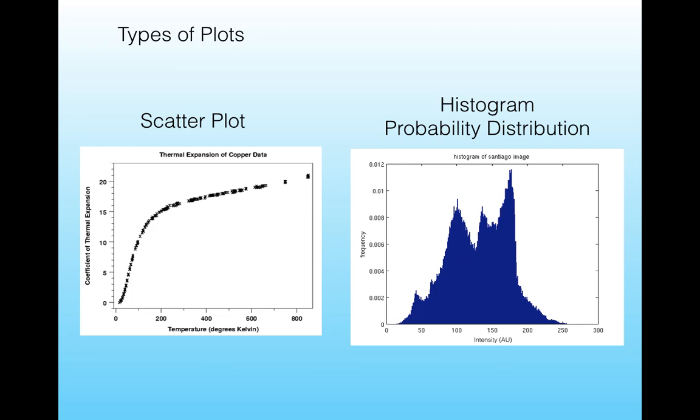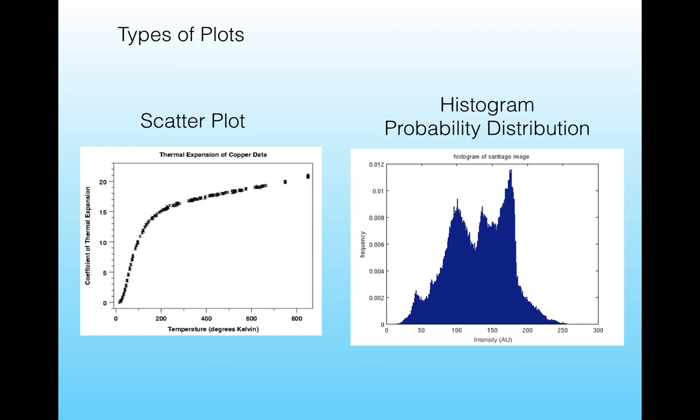So there are a bunch of different types of plots, but some of the most common types of plots that you'll see in papers for science and also in the newspaper are scatter plots and probability distributions or histograms. In a scatter plot, you literally have two variables. One is the independent variable. In this case, I'm showing you temperature in degrees Kelvin. And the other is the dependent variable, which is plotted on the y-axis, the coefficient of thermal expansion.